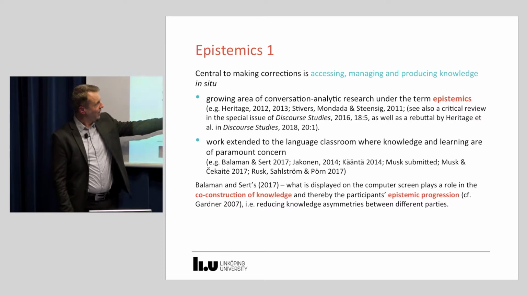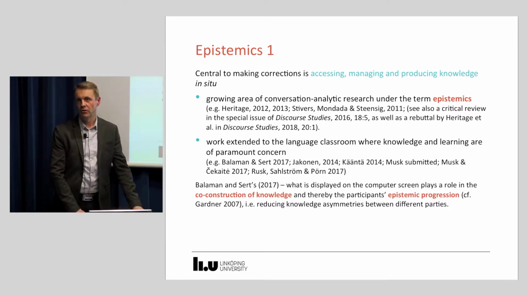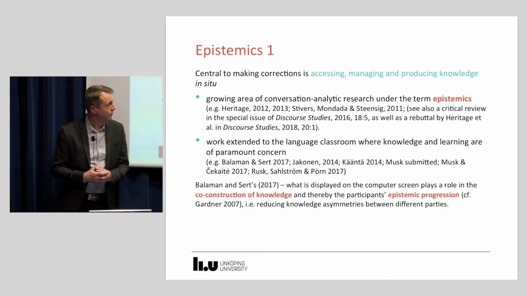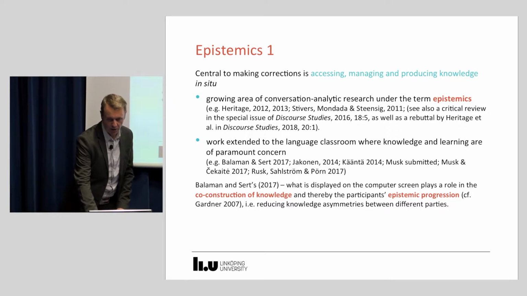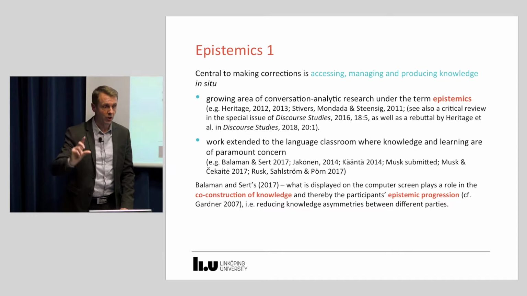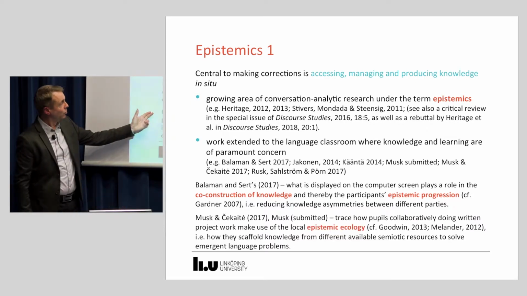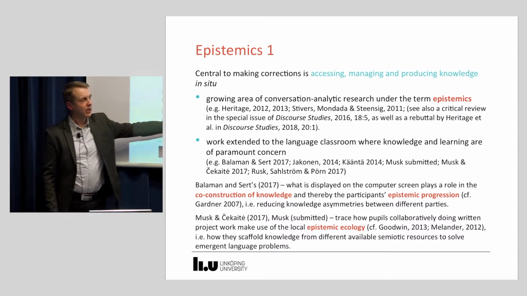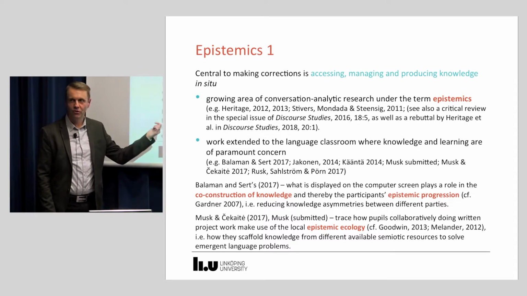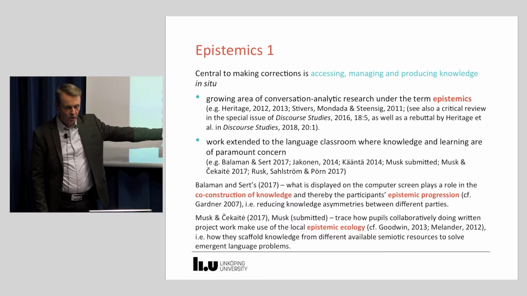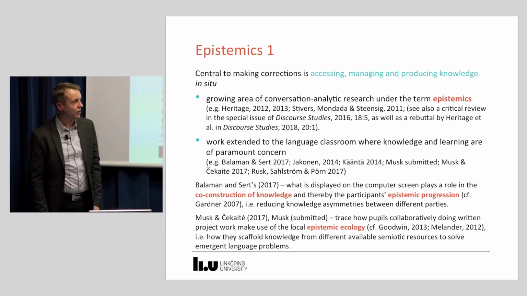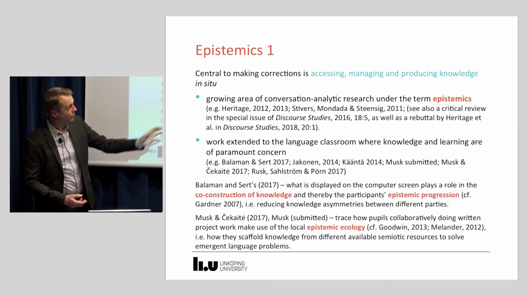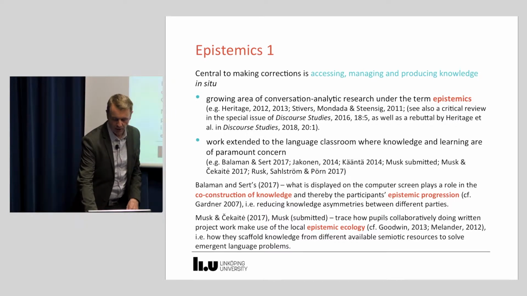So if we have the co-construction of knowledge, then maybe we should expect to see examples of epistemic progression where knowledge is bridged, where a gap in somebody's knowledge is potentially bridged. So reducing this knowledge asymmetry between different parties, in this case, between the typist and the non-typist. And I've done work with this together with Asta Čekajte at Linköping University. It's not very easily accessible because it's in a volume, unfortunately, but we've used this term epistemic ecology to look at how knowledge is scaffolded from different semiotic resources. And we've borrowed this term from Goodwin, which has also been used by Melander.